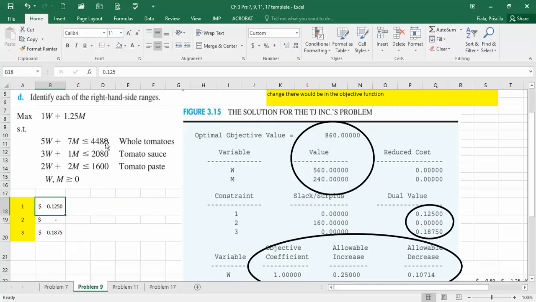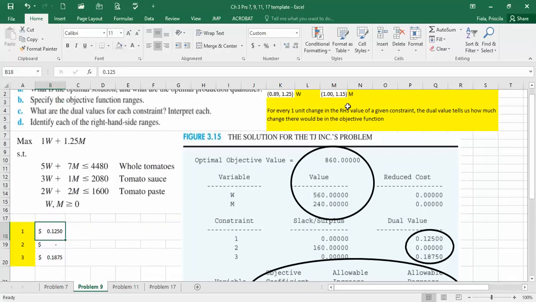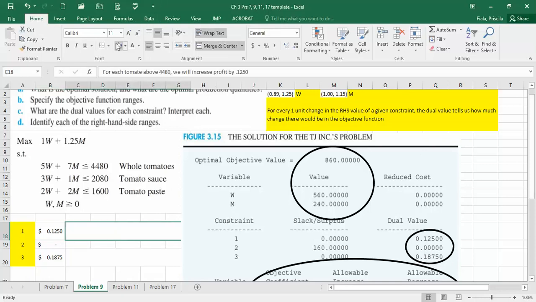If I decrease this value by 1, the right hand side, right here, I decrease by 12.5 cents. And then the second constraint, if I decrease by 1, there's no decrease because you have a surplus. And then if I decrease by 1 here, you have a decrease of 18.75, which I already typed in here. You were going to have to tell me what does that mean.